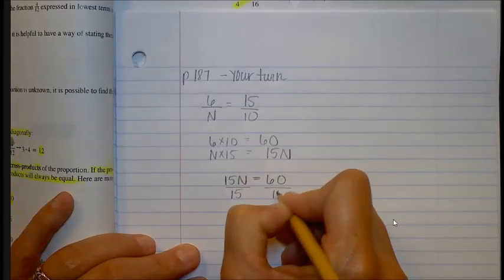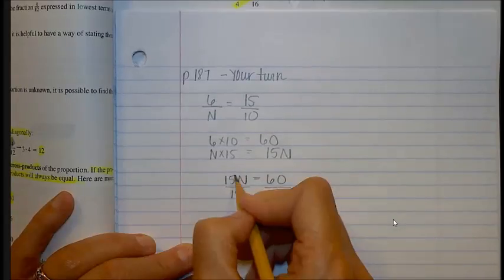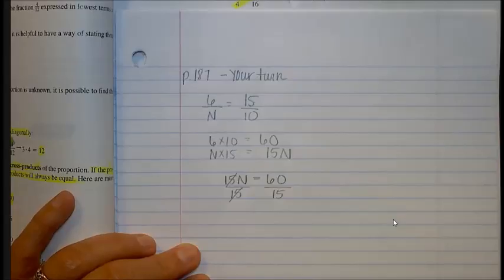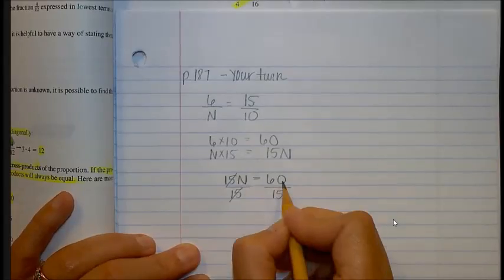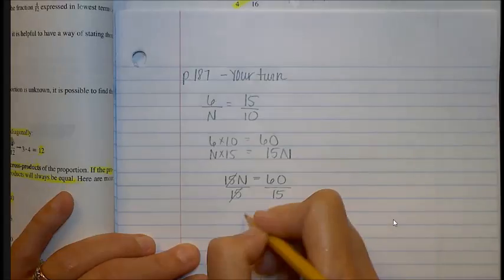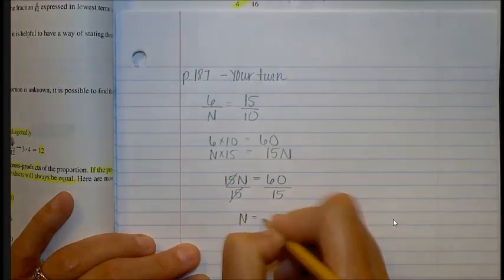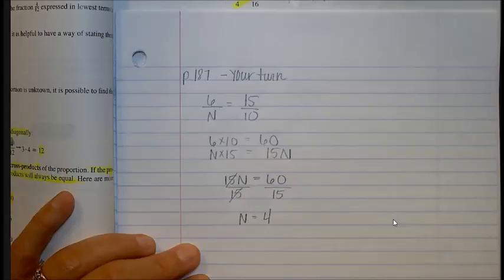And then we find that the 15 cancels top to bottom on the left-hand side. So we're left with just n. Okay? So now n is going to be equal to 60 divided by 15, which I believe is 4. Is that correct? All right, so n is equal to 4. Now we can check it, right? And that's that last step, step number 4.